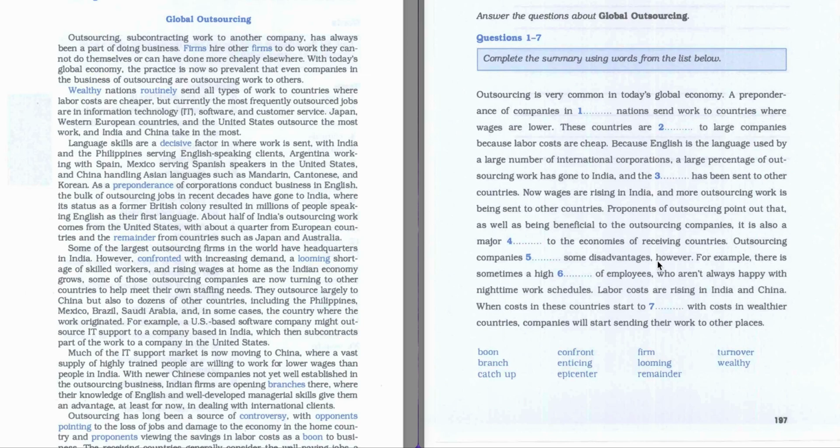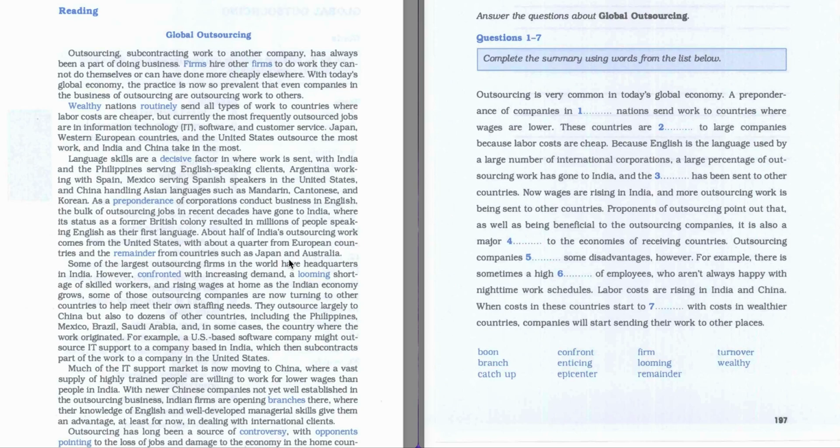Hello. We're going to proceed with Barron's Essential Words for IELTS, Unit 7, Text 3. On the left-hand side, we have a text, global outsourcing, and on the right-hand side, we have questions related to this text. Let's read as a task. Answer the question about global outsourcing. Questions 1 to 7. Complete the summary using words from the list below.